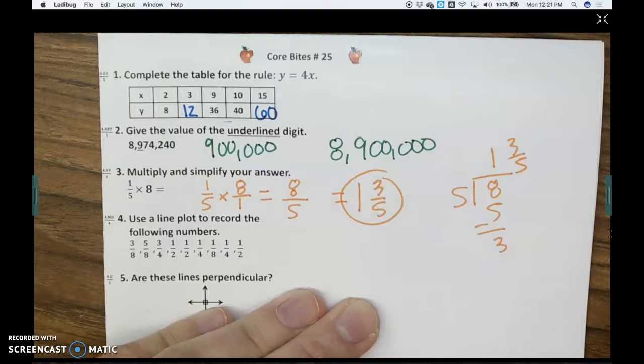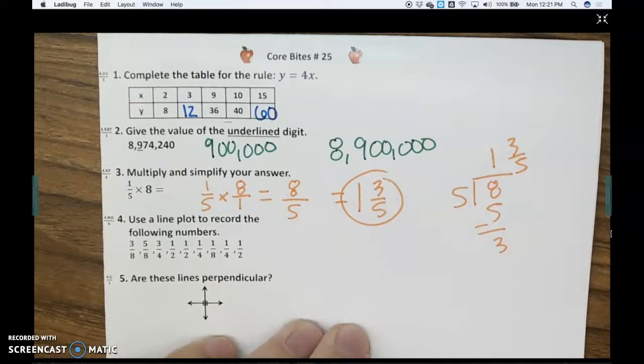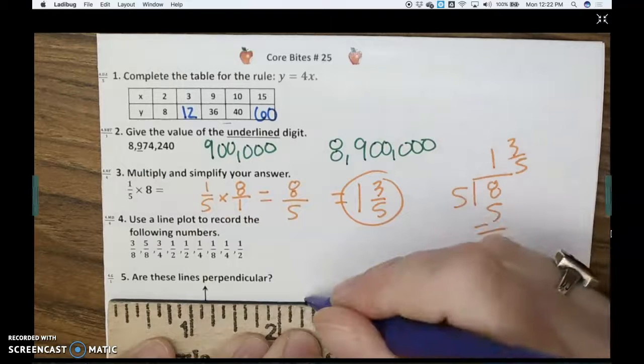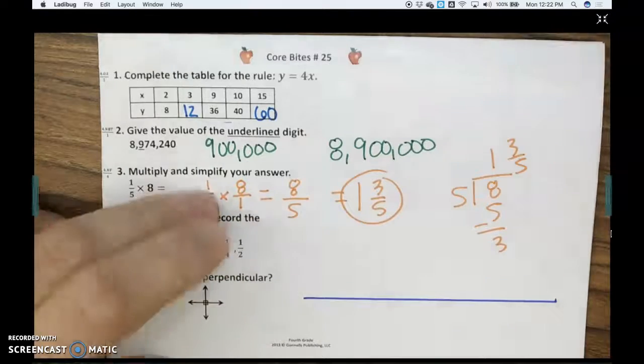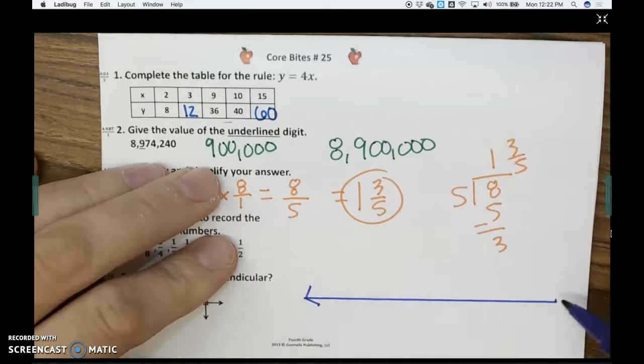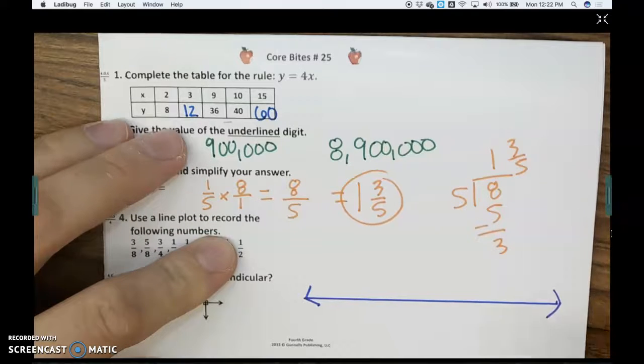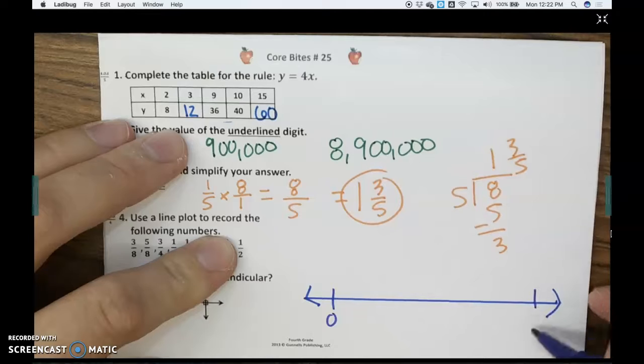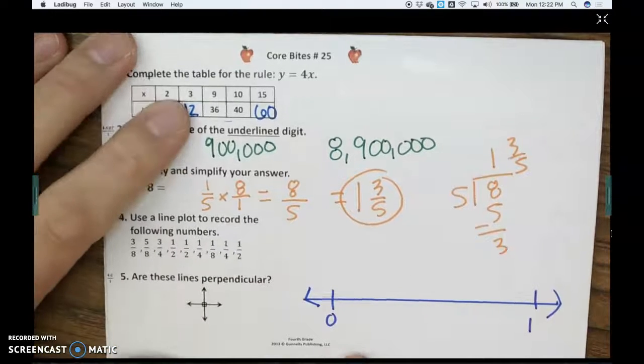Okay? Then we're going to do a quick dot plot, line plot here. So it says plot the following numbers. So you would draw yourself a line. If you have a ruler, that would be great. So I'm just going to draw mine down here. And remember, a line goes on and on in both directions, so you can put the arrow on the sides. Okay, so you're going to have 0 on this side, you're going to have 1 on this side, and then you've got all these fractions in between.